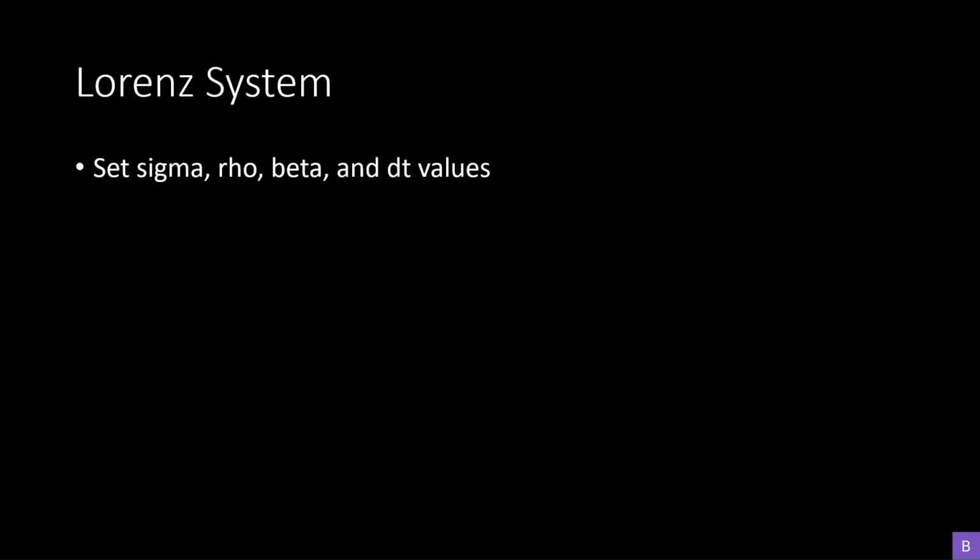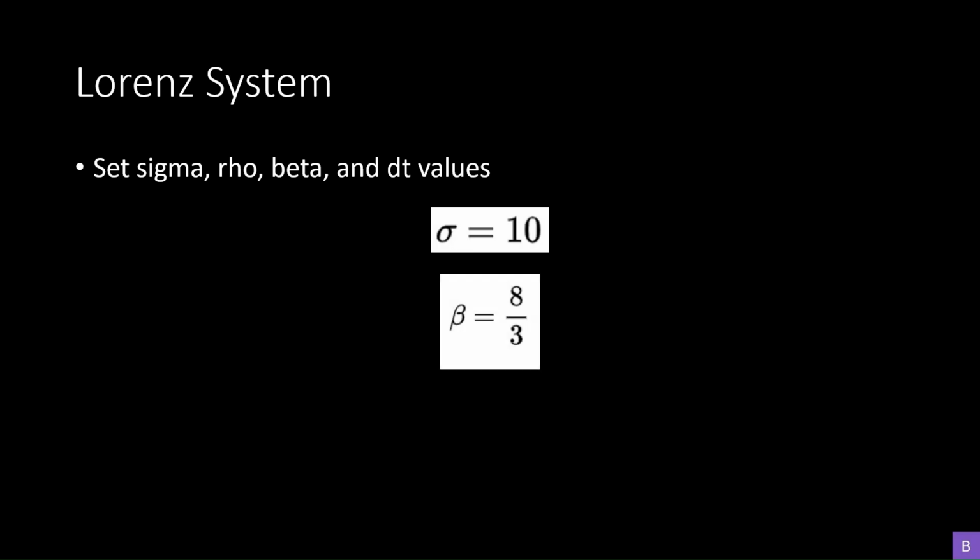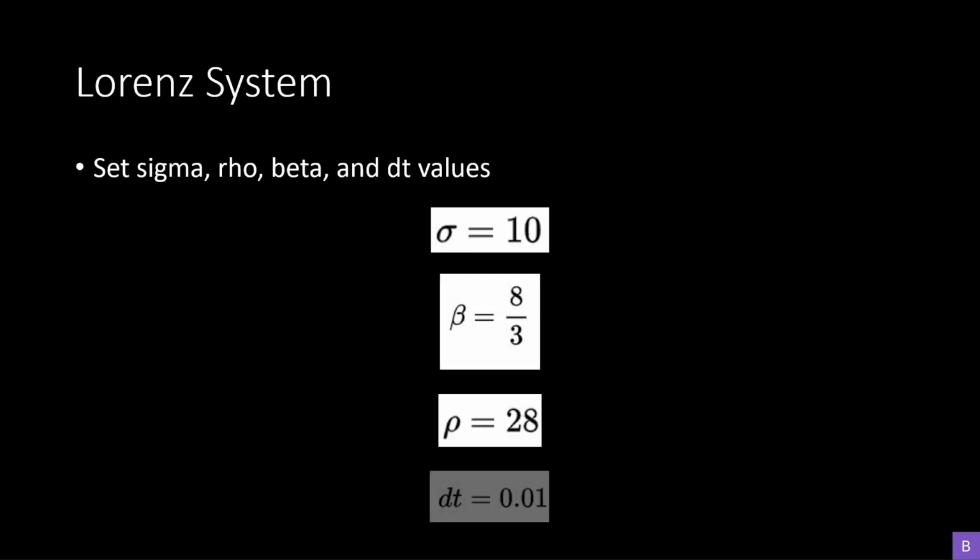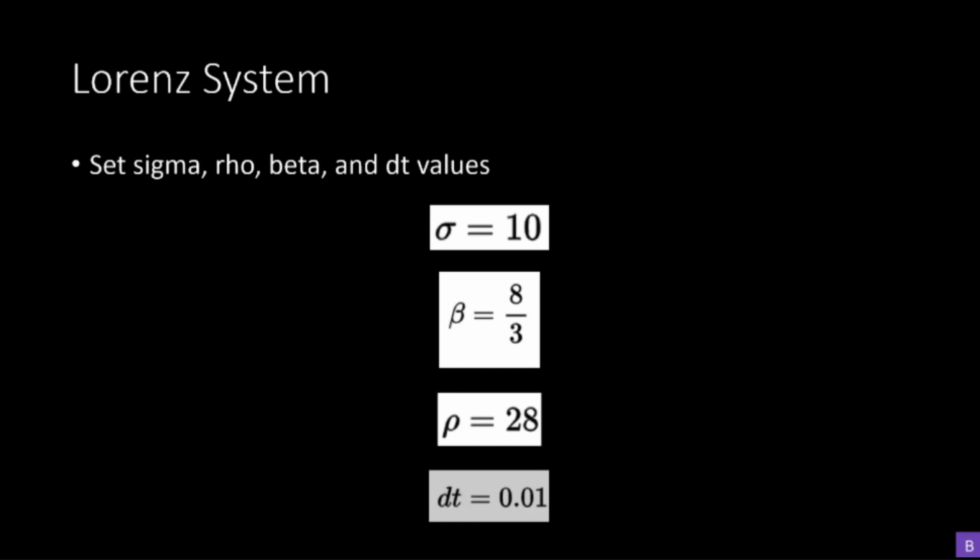We can set some initial conditions as shown. Sigma, beta, and rho are the constants we wish to define. dt represents the time elapsed between iterations, which we can set to 0.01.